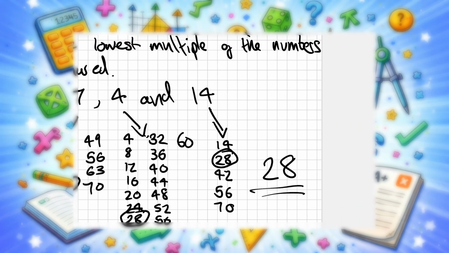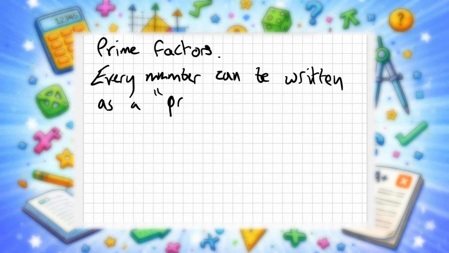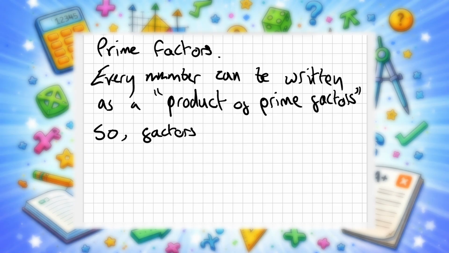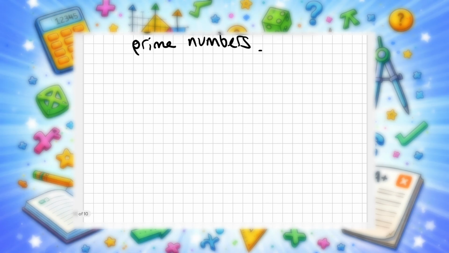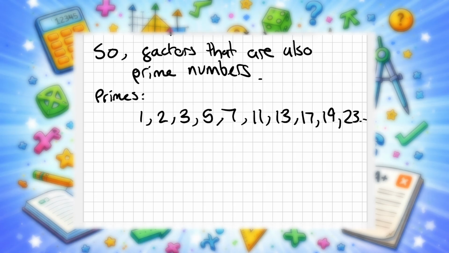Now let's get into a better method to find these numbers. We use prime factors. Every number can be written as a product of the prime factors. Prime factors are the factors of a number that are also prime numbers. So first, listing the first few prime numbers: 2, 3, 5, 7, 11, 13, 17, 19, 23.